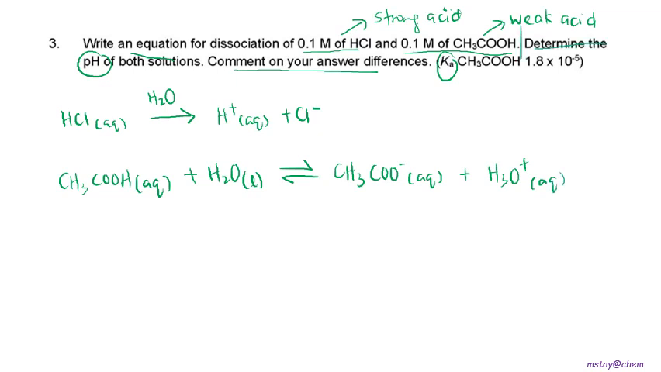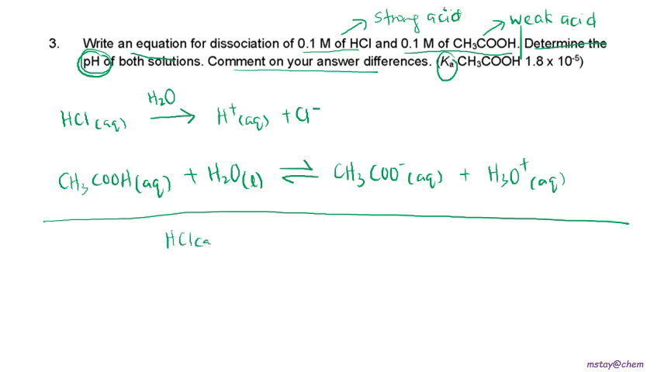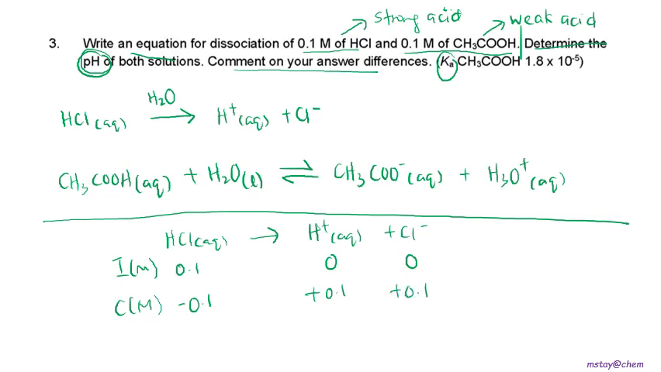Next we are going to determine the pH for both solutions. We start with the pH determination for the HCl solution first. As we know, HCl is a strong acid, one-way arrow, producing H+ and also Cl negative. Initially the concentration is 0.1 and there is no H+ and Cl negative. For the changes, because it is a strong acid, it will dissociate completely: minus 0.1, plus 0.1, plus 0.1. Finally, there is no HCl, but the concentration of H+ is 0.1 and the concentration of Cl negative is 0.1 as well.